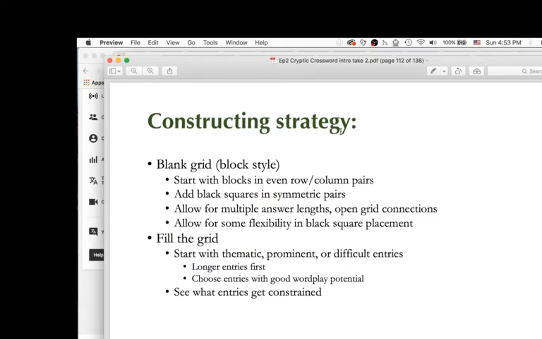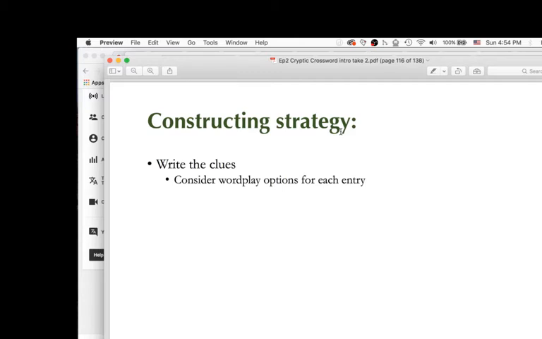And then once you've placed your first entries in, see what entries are the most constrained. Look over your options for filling them and find one or two that have good wordplay potential and keep going. Repeat until filled. And often, especially with shorter words, you might have a four or five letter word and you have two or three letters that are nailed down by the crossing entries, but that still gives you, I don't know, anywhere from 2 to 20 possible ways to complete it. If you have that kind of flexibility, keep an eye on that for when you're cluing in case you get stuck. So now we have to write the clues.